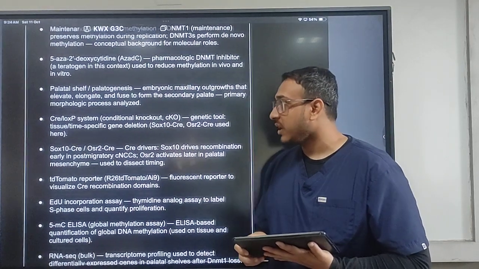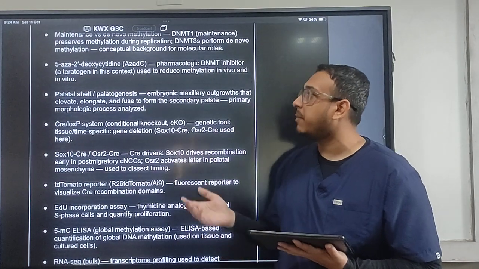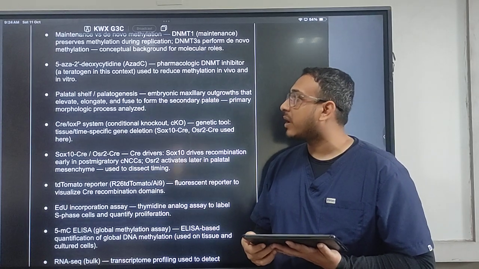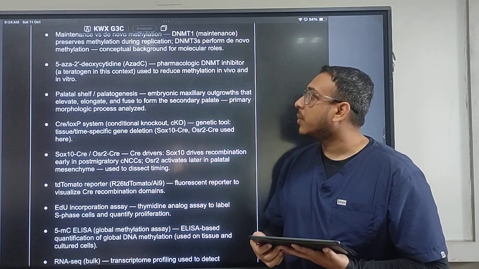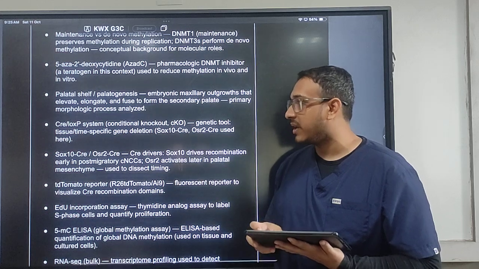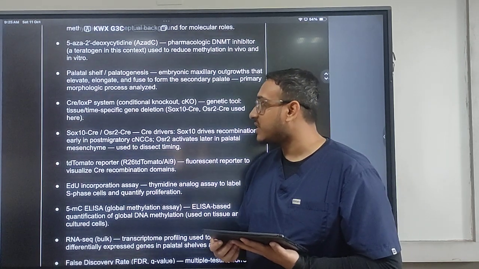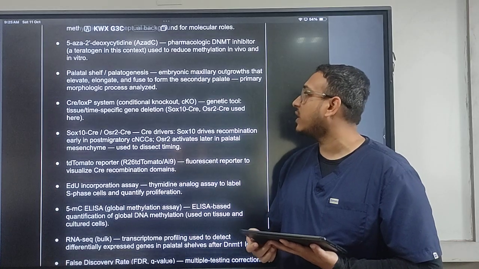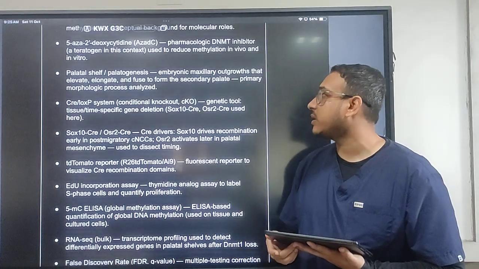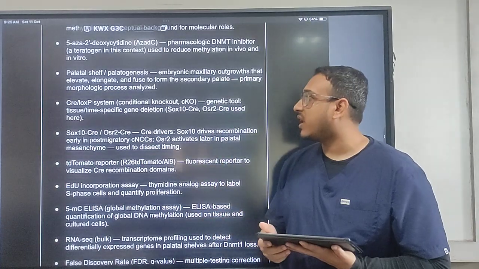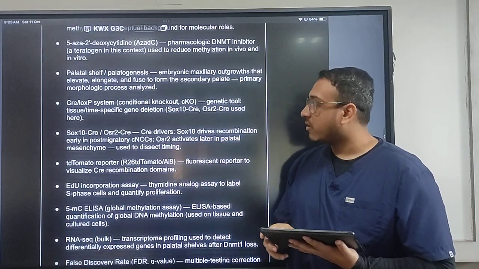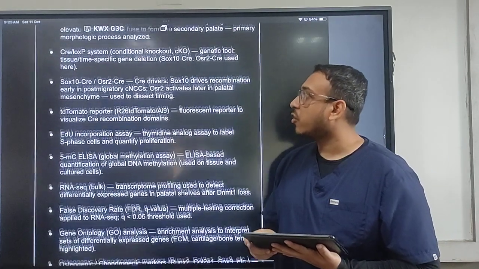and in vitro. The palatal shelf and palatogenesis: the palatal shelves are the embryonic maxillary outgrowths that elongate and fuse to form the secondary palate. This was the primary morphologic process analyzed in this study. The Cre-loxP system, a conditional knockout or CKO, is a genetic tool for tissue and time specific gene deletion. In this study, they used Sox10-Cre and Osr2-Cre. So what are they?